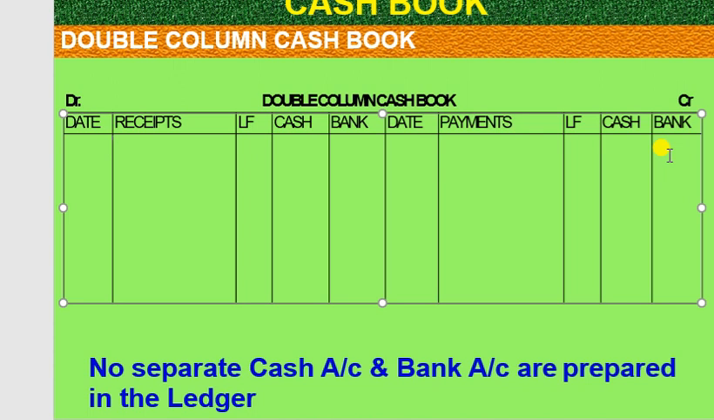So the double column cash book is used to record cash as well as bank transactions.